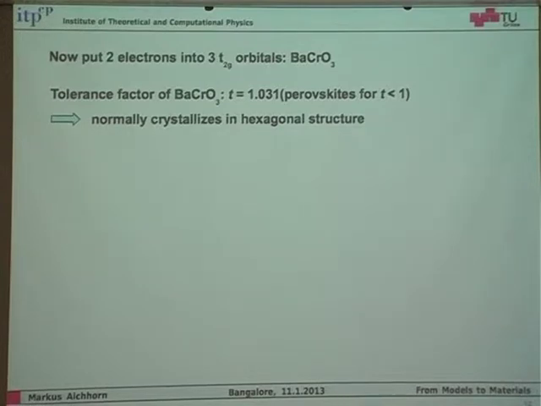Okay, now we put 2 electrons into 3 orbitals. And we go back to 3D systems. So that's barium chromium oxide. And barium chromium oxide in bulk has quite inconvenient properties for a theorist because it's not cubic. The tolerance factor is quite large, so it crystallizes in a hexagonal structure. And we want cubic structures because they are much simpler. In that sense, not so rich, but still much simpler to calculate.